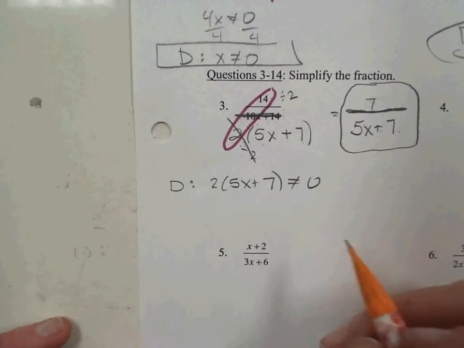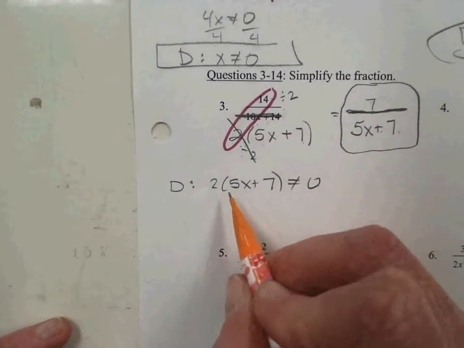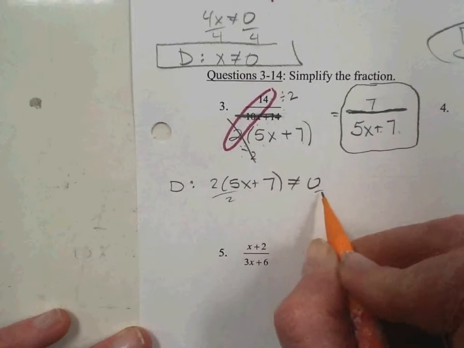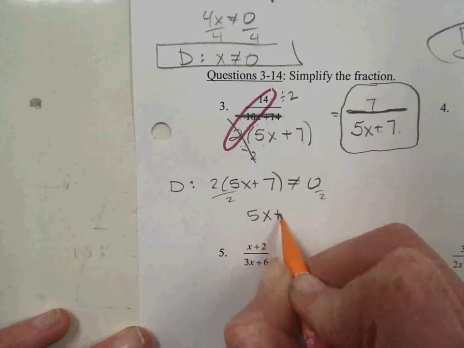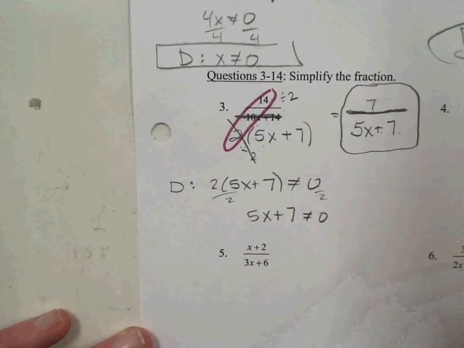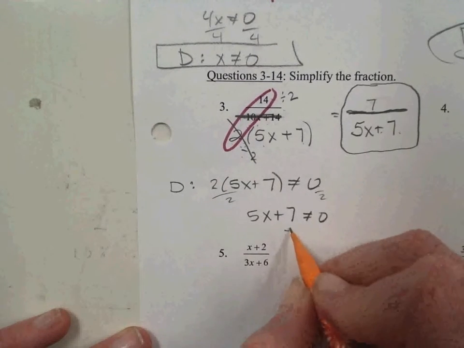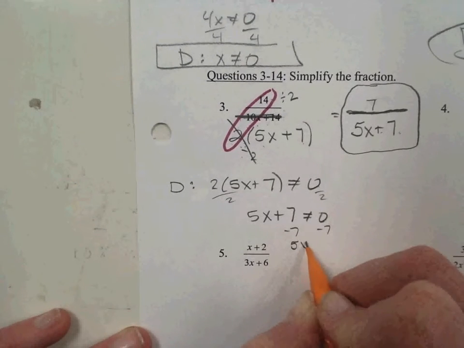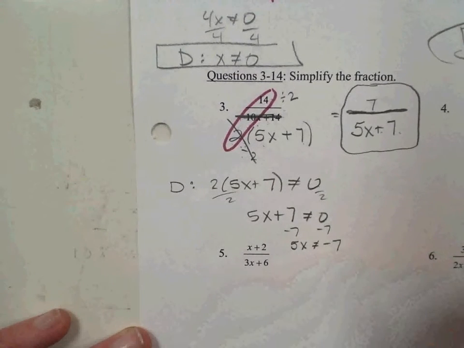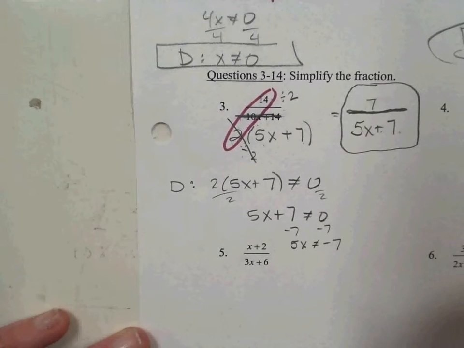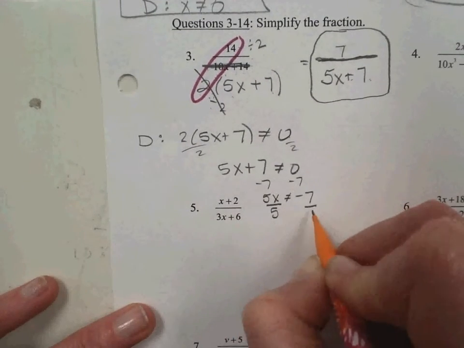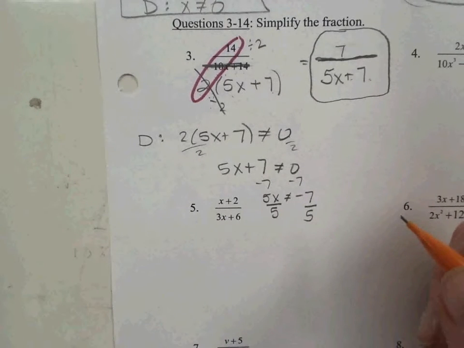You kind of learn some patterns to make this go a little quicker, but if we divide 0 by 2, what do we get? Still 0. So we're going to just divide by 2, divide by 2. So now 5x plus 7 can't be 0. Just solving a simple algebra, subtract 7. So 5x can't equal negative 7. So we divide by 5. So x can't equal. This is the domain.